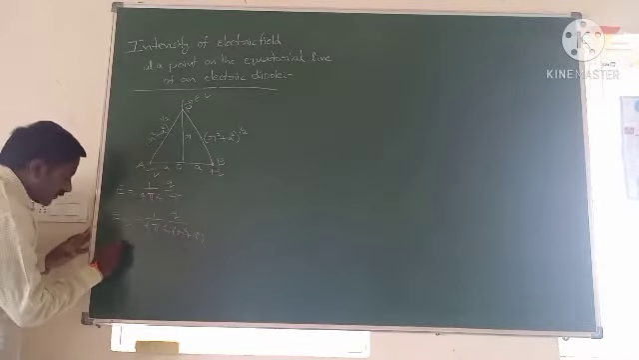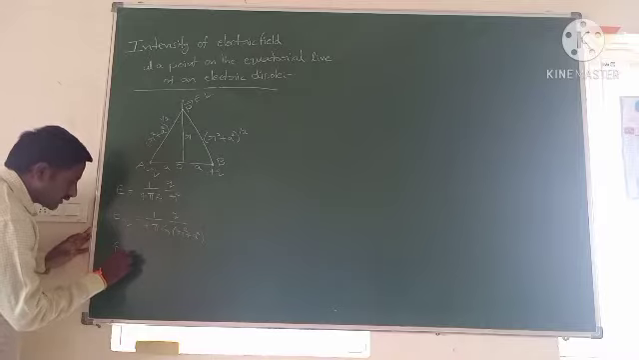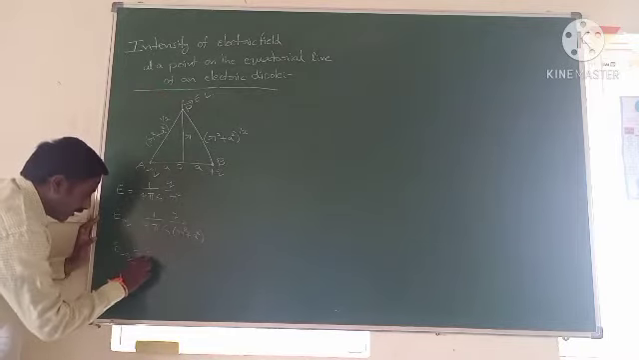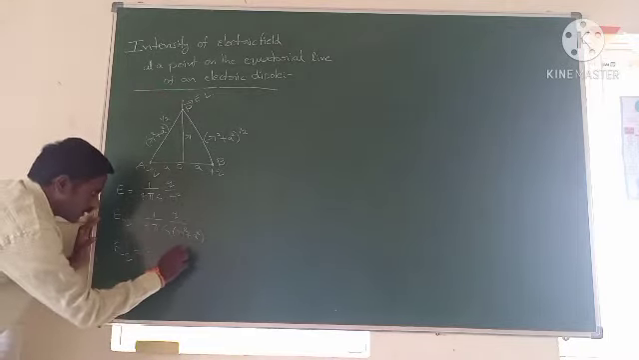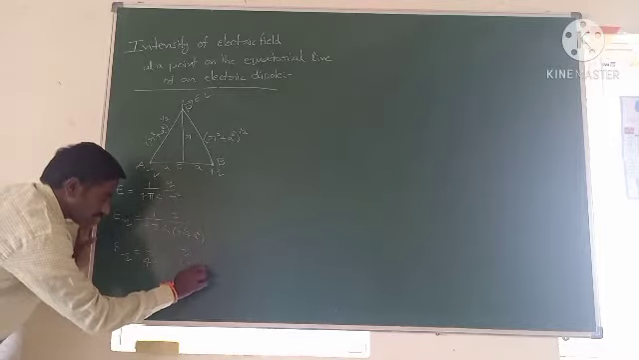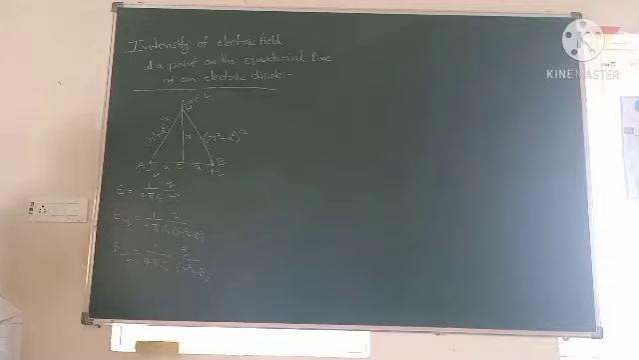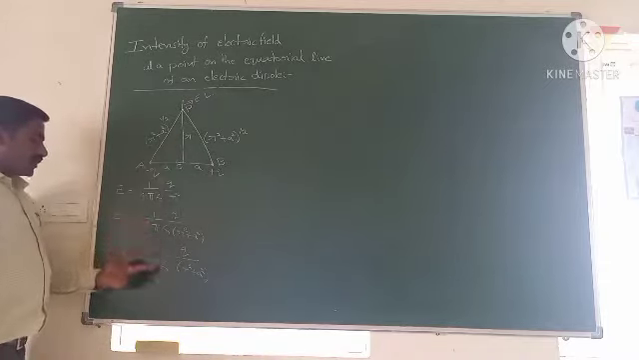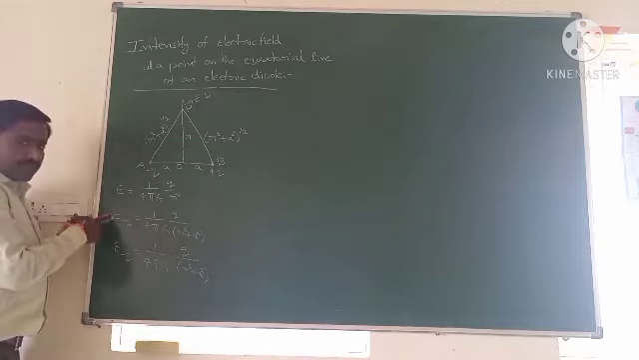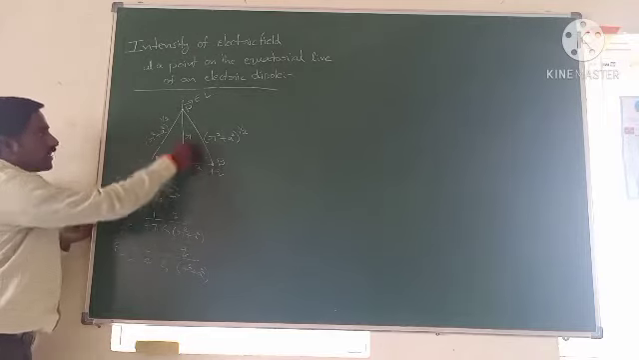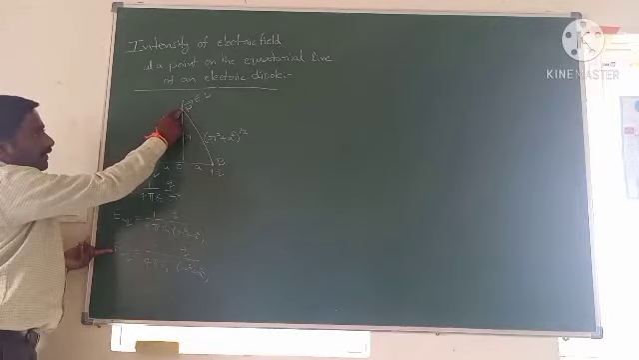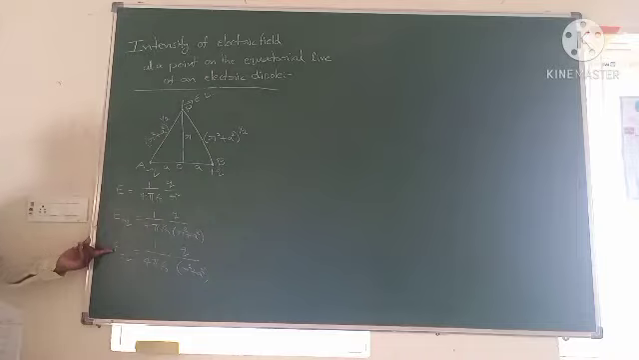Similarly, the magnitude of electric field intensity due to minus q charge at point P is 1 by 4 pi epsilon naught q by (r square plus a square). The magnitudes are the same because the distances are the same. So this equation represents the magnitude of electric field intensity due to plus q charge at point P, and this equation represents the electric field intensity at point P due to minus q charge.